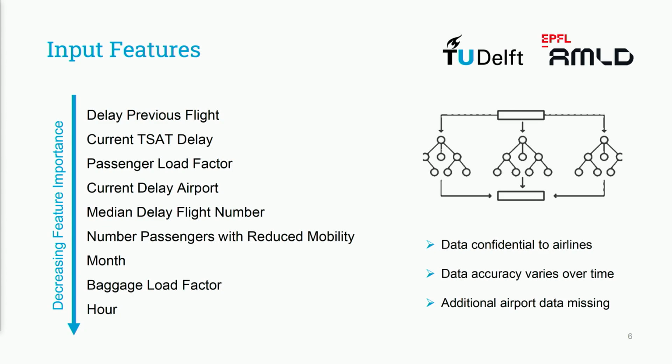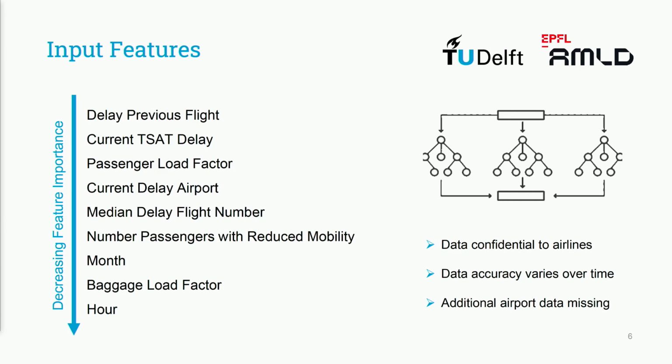So what are the important elements? The previous flight, the previous leg, how delayed it is, right? Makes perfect sense. If it's delayed to the hub airport, it's going to be quite delayed on the departure for the next flight. Then the current IATA delay, and how heavy the aircraft is in terms of passengers: more passengers, more time to board.